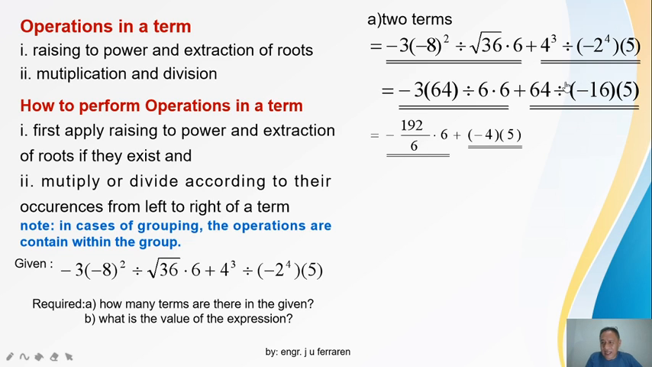Okay? While here, I can also take the division first because 64 is divided by 16. It is division that comes first, no? There it is multiplication, okay? So 64 divided by minus 16, the result is negative 4.